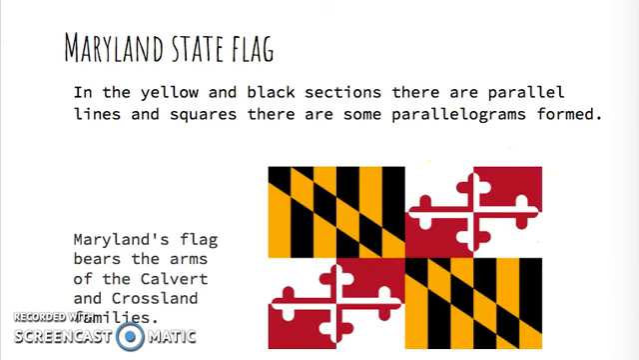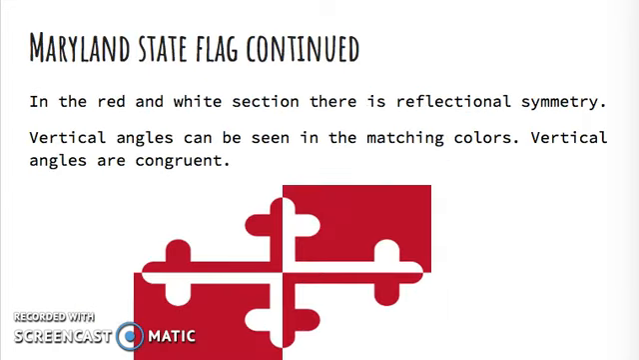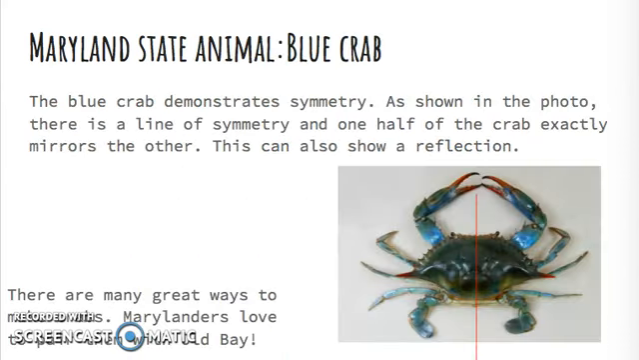So this is the Maryland state flag, and it bears the arms of the Calvert and Crossland families. The flag itself is a rectangle, and there are 2 sections, the yellow and black and the red and white. In the yellow and black section, there are parallel lines and parallelograms. In the red and white section, there is reflectional symmetry, and there are vertical angles in the matching colors, which are congruent.